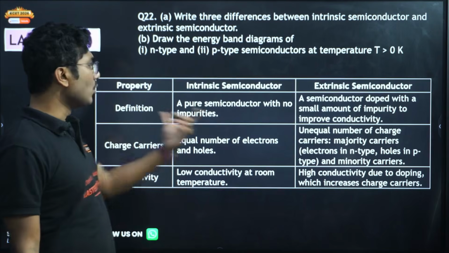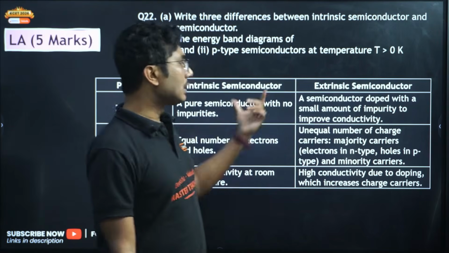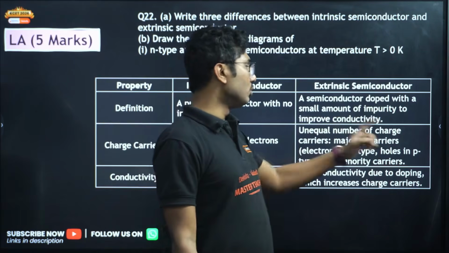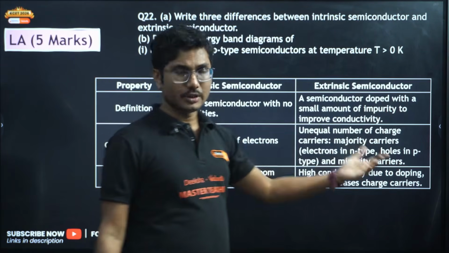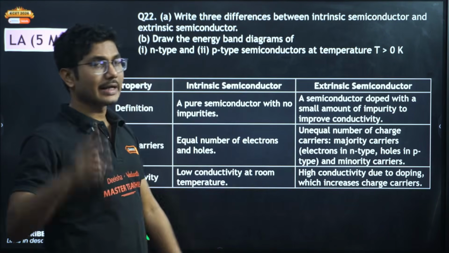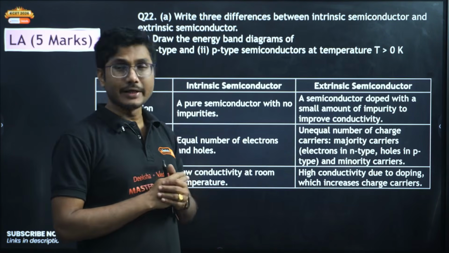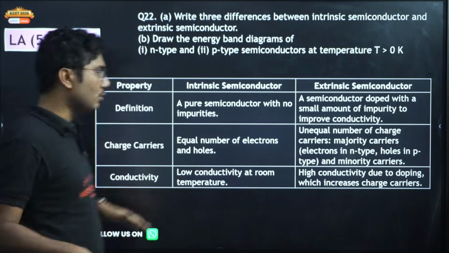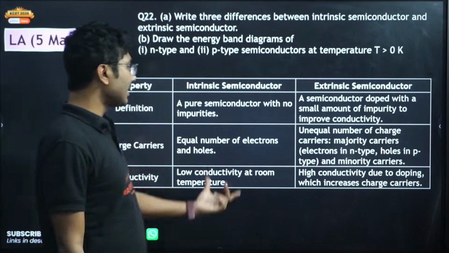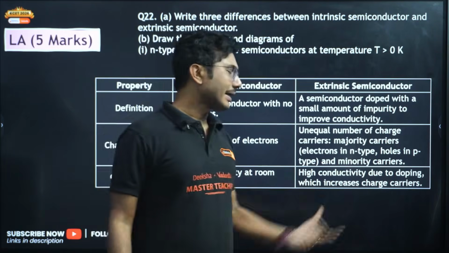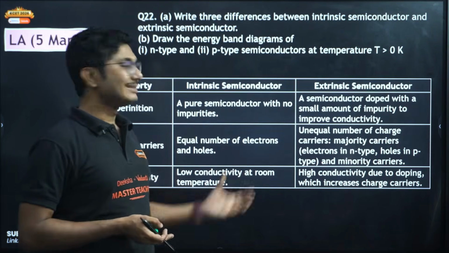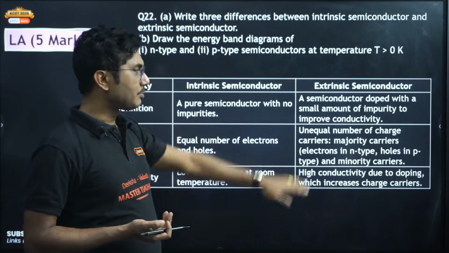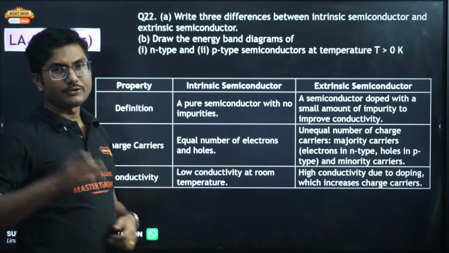Charge carriers: in intrinsic, equal number of electrons and holes. In extrinsic, unequal number of charge carriers: majority carriers are electrons in N type and holes in P type, and there are minority carriers. Okay, so extrinsic semiconductor has two types of carriers, minority as well as majority, but in intrinsic there is no majority or minority, everyone is equal. Conductivity: intrinsic has low conductivity at room temperature, extrinsic has high conductivity due to doping, which increases the charge carriers. These properties of extrinsic and intrinsic semiconductors you have to remember.